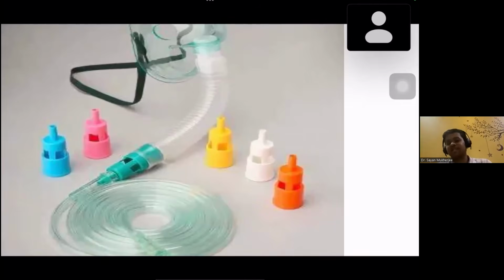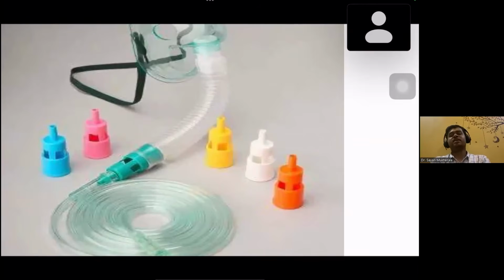You see these small colorful attachments, each of them rated for a particular percentage. What does the percentage indicate? It indicates the amount of oxygen that is going. So if you connect a Venturi attachment to an oxygen source and start the oxygen source, it will deliver exactly that percentage of oxygen which is mentioned on the Venturi attachment.